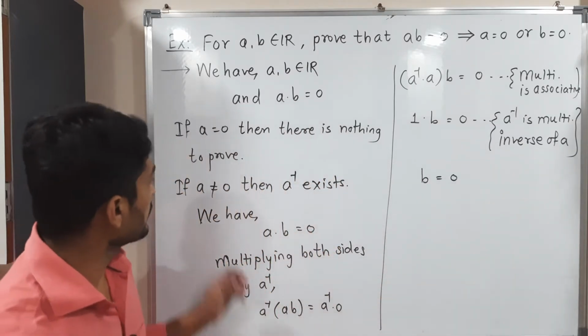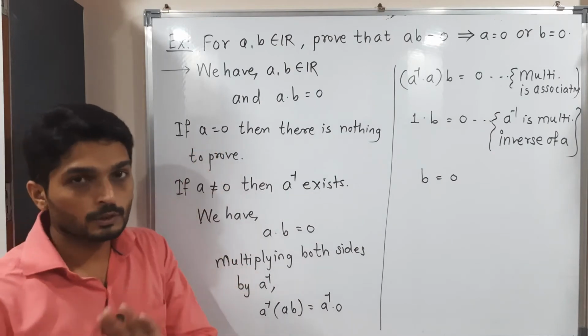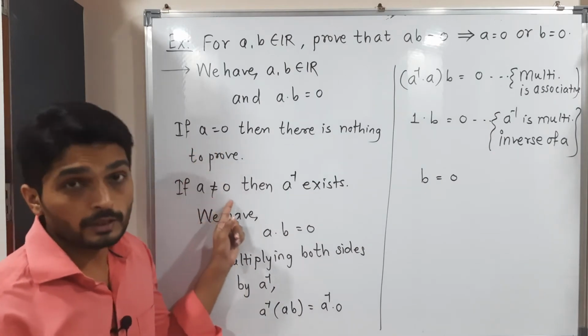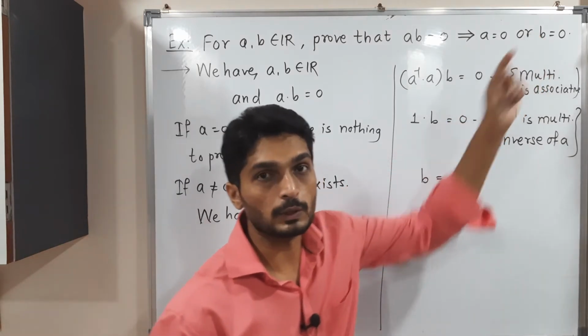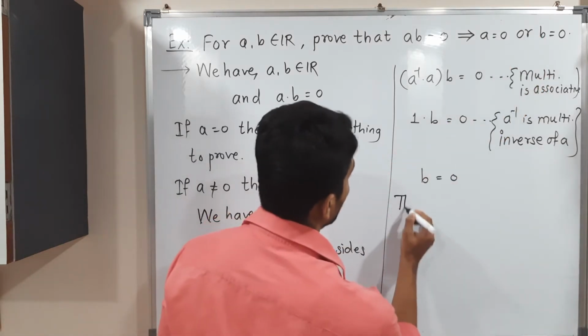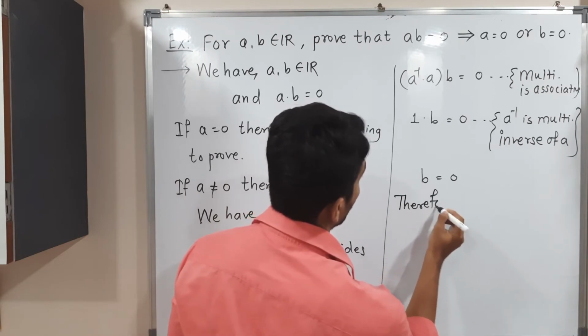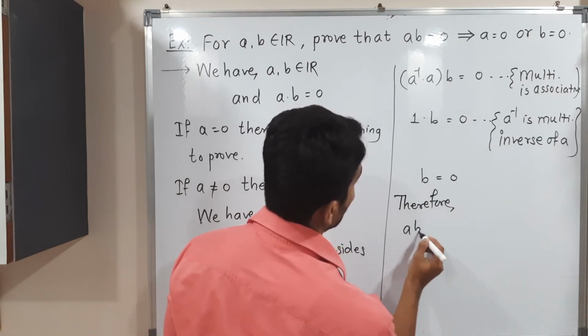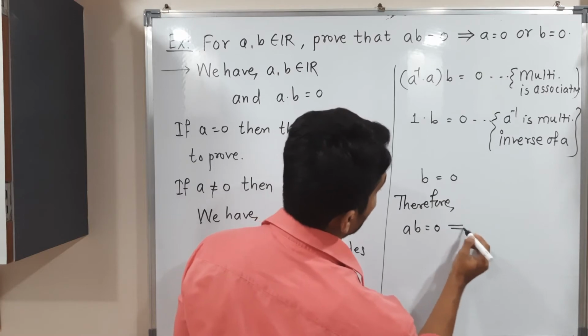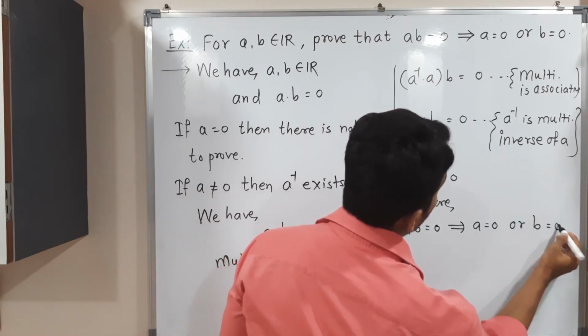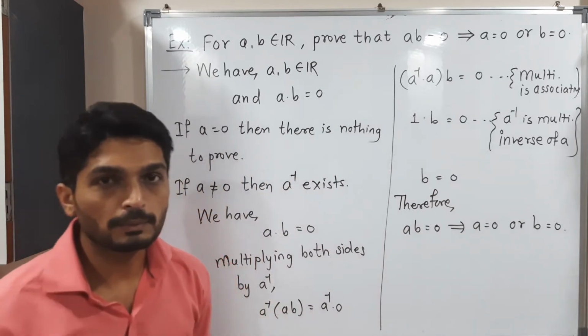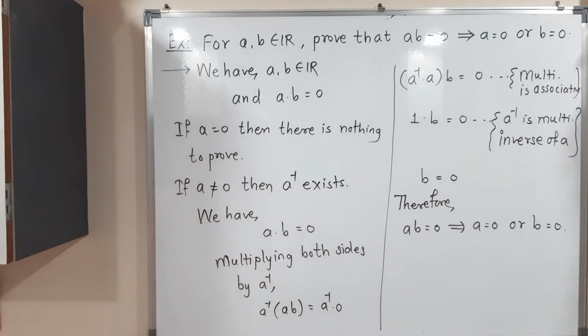So in this way, if a is equal to 0, nothing to prove. But if a is not equal to 0, what we get? b is equal to 0. So therefore, a into b equal to 0 implies either a is 0 or b is 0. So in this way we have completed its proof. You can make a screenshot of it, and then we will go for the second example.